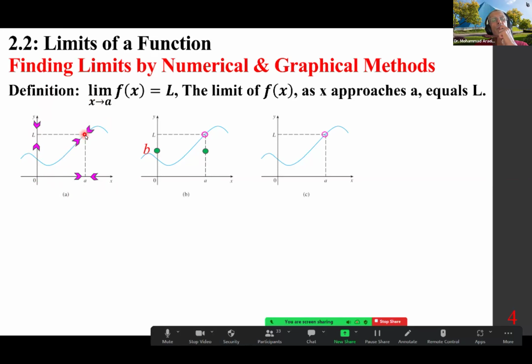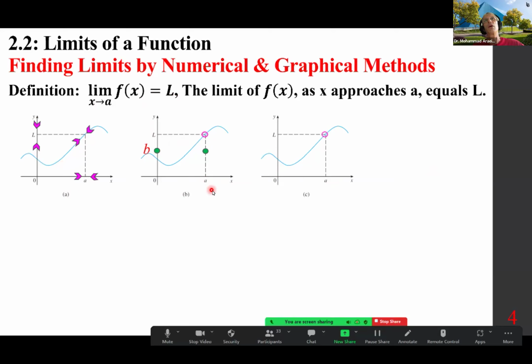So if you look at every case, as we get closer and closer to a, the y gets closer and closer to L, and we are approaching this point. So they all give us the same limit. So the limit of f of x as x approaches a is equal to L in all cases.